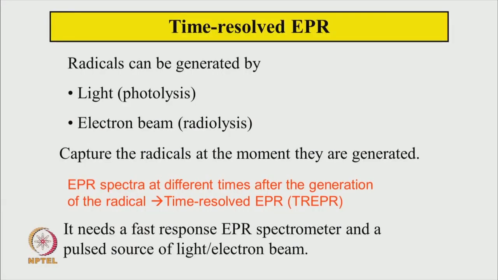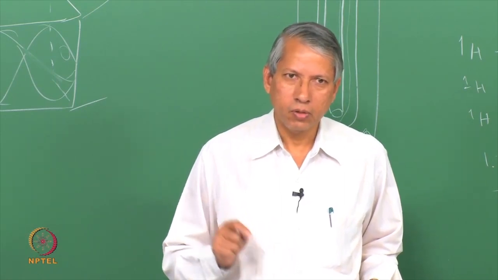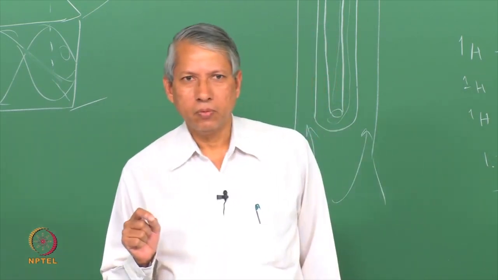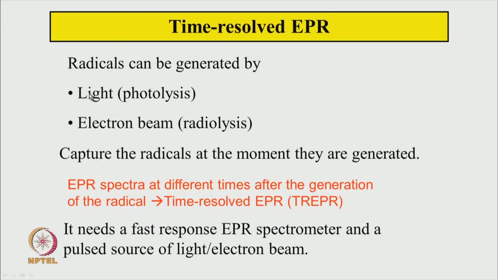Finally, let us quickly go through time resolved EPR spectroscopy, where we try to capture the EPR spectrum of a radical right at the time of its formation and before it reacts. For that, we usually use pulsed laser light or electron beam pulses, and spectra are detected at different times after the generation of the radical. That is why it is called time resolved EPR.